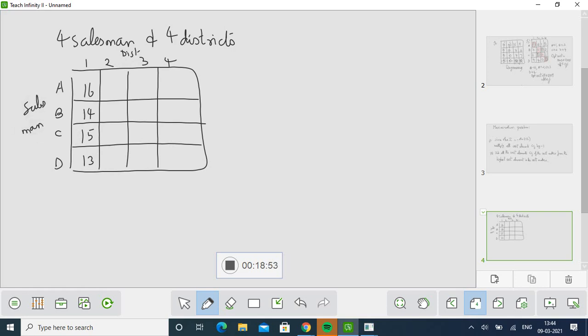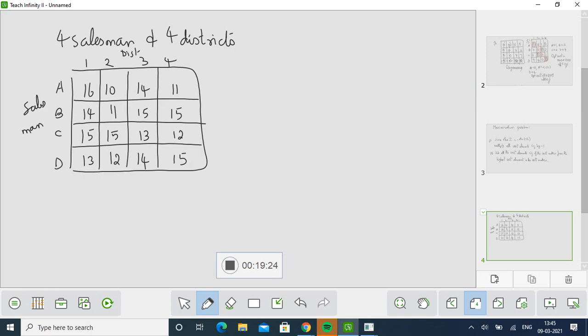So there are 4 salesmen who need to go to the 4 districts. Okay. So you have 10, 11, 15, then 14, 15, 13, 14, 11, 15, 12, and 15. So these are the entries that you have got.